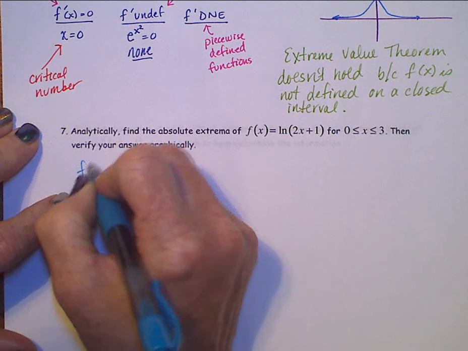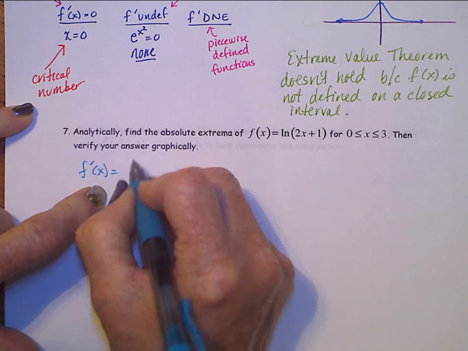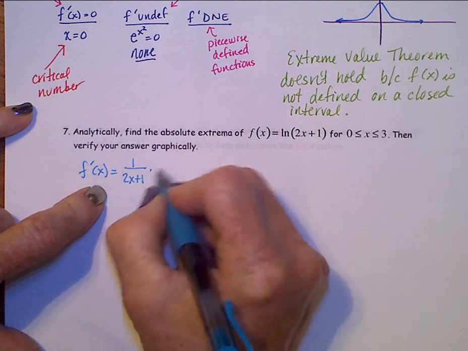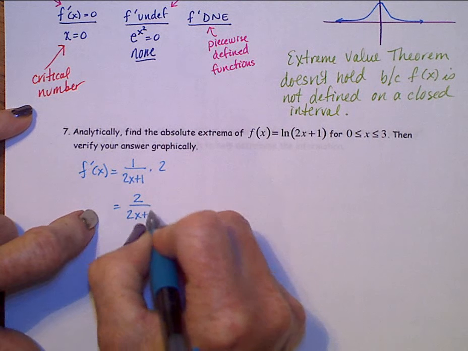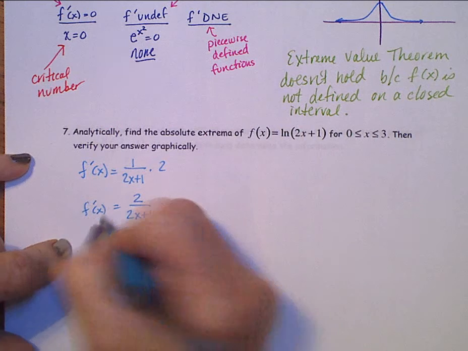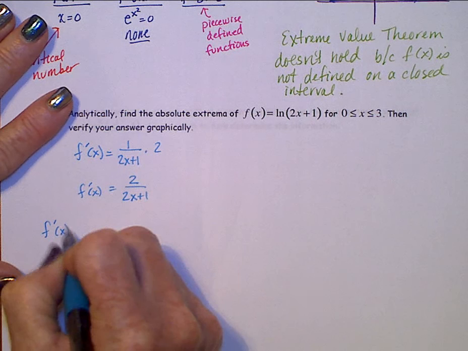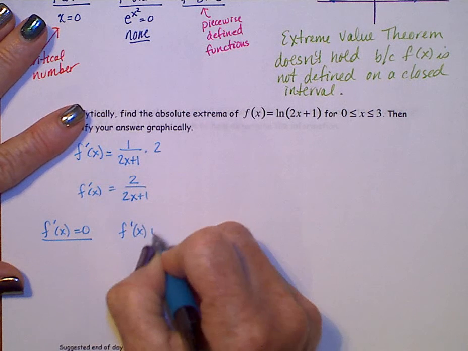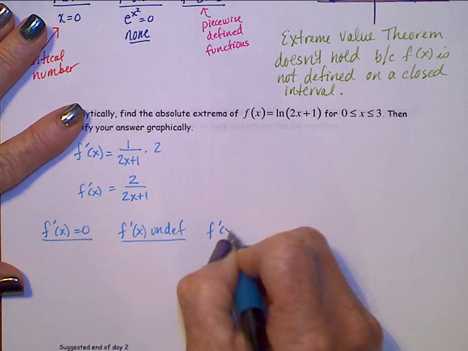So we'll find the derivative. And the derivative of this ln is going to be 1 over 2x plus 1 times the derivative of the inside, so times a 2, which is 2 over 2x plus 1. There's the derivative. Now we start looking for those critical numbers, so we'll set up f prime equal to 0, f prime undefined, and f prime of x does not exist.